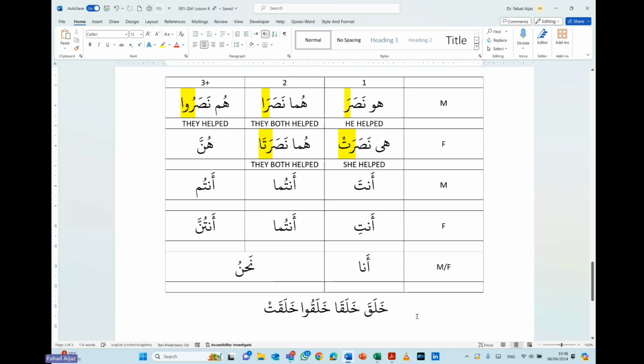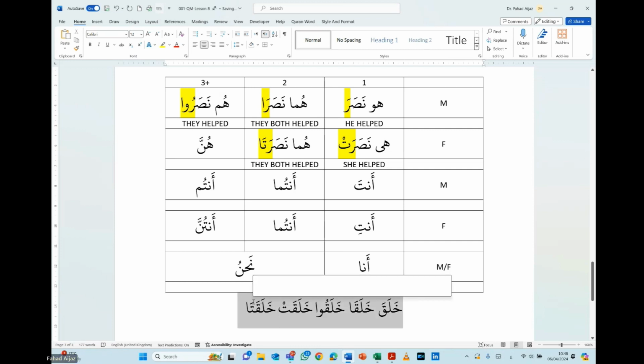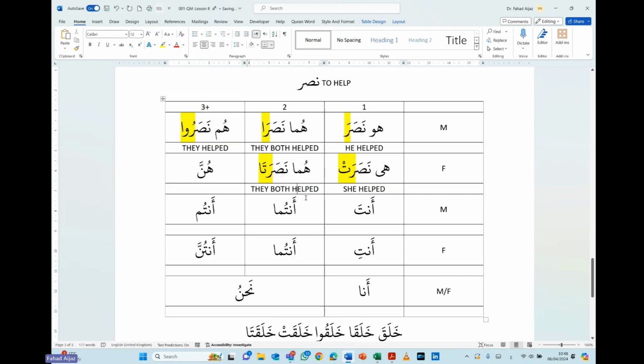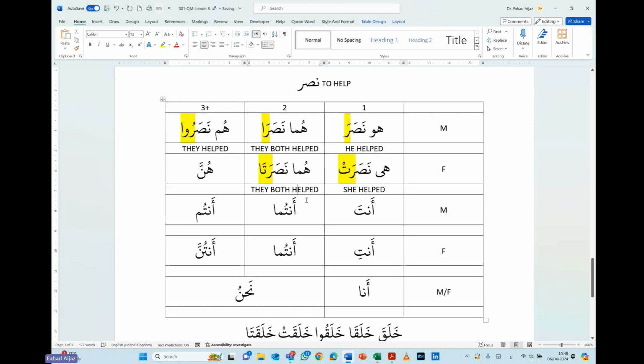So khalaqa. Huwa khalaqa, huma khalaqa, hum khalaqu, hiya khalaqat, huma khalaqata. Huma khalaqata. They both created, but feminine this time. Okay? So no matter what fi'l I give you, you will inshallah be able to construct all of this. So you know by looking at these endings which pronoun is inside it.